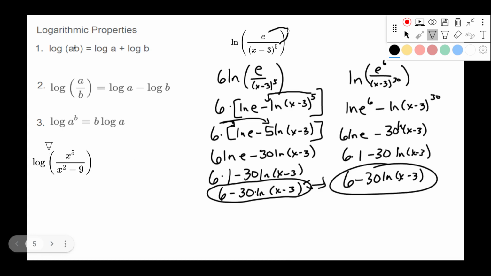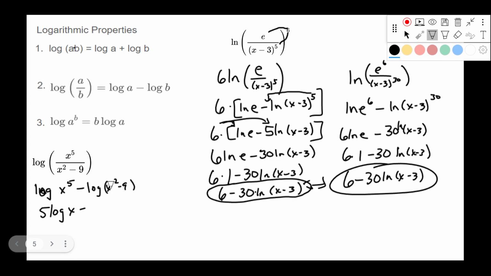Let's come down here now for our next example. We have log of x to the 5th over x squared minus 9. So I have two things that are divided, an argument that's divided. I'm going to use property 2, split them apart by subtracting. So I'm going to have log, remember that's log base 10, you just don't see the base, log x squared minus 9. I can take this 5, stick it in front of that first log there, minus.